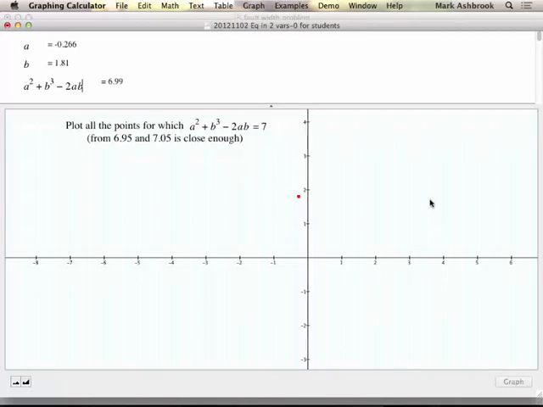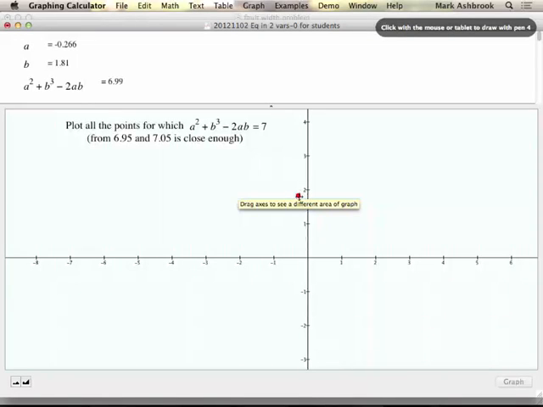It's at negative 0.266 and 1.81. So on your sheet, you don't have to write the coordinates down. We want to just find as many points as we can and just plot them. So on your sheet, everyone plot this point. You don't write down the coordinates. Just plot the point as close as you can get it, okay?